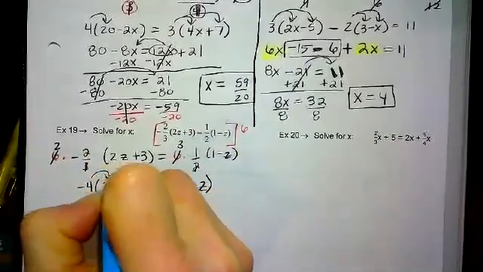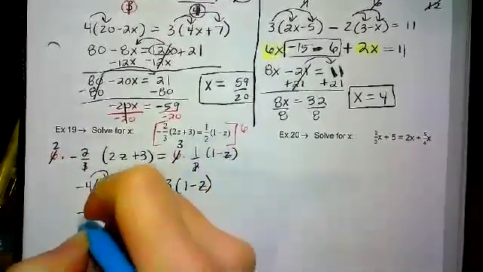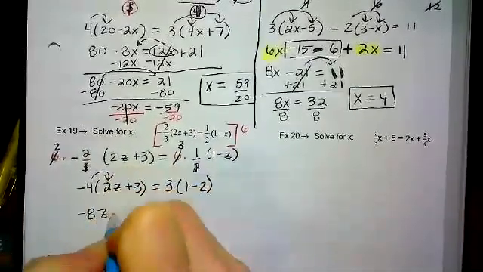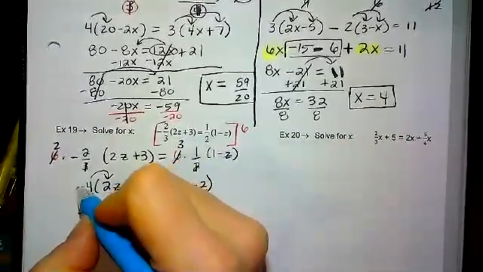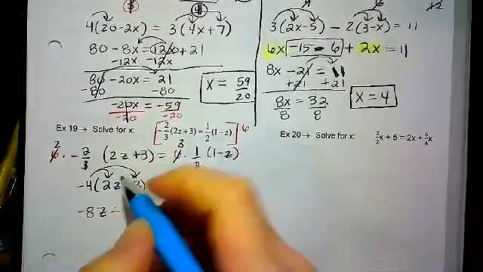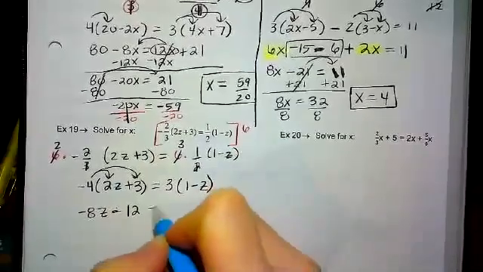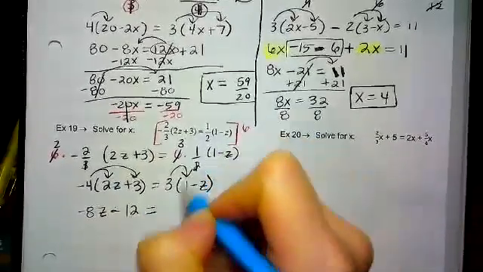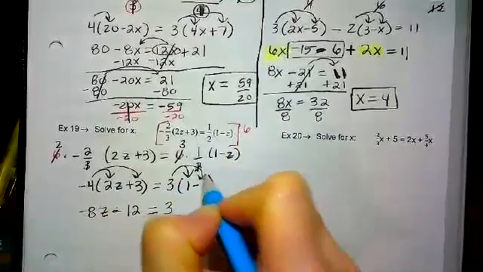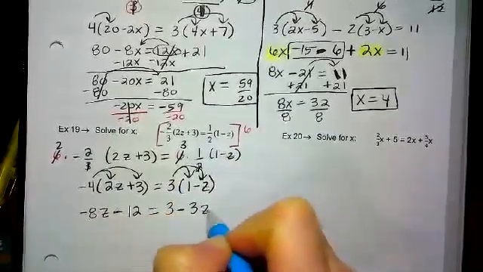So now we can distribute. Negative 4 times 2z is a negative 8. Actually, that's a z, 8z. Minus, or it'd be negative 4 times a positive 3 is a negative 12. 3 times 1 is 3, and 3 times a negative z is a negative 3z.